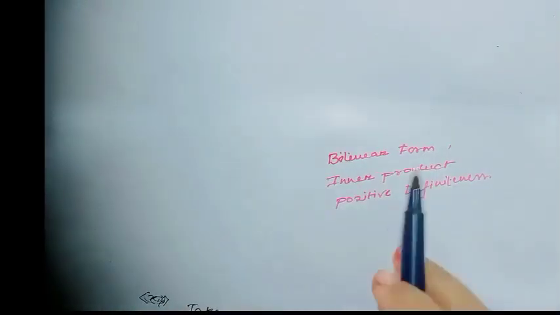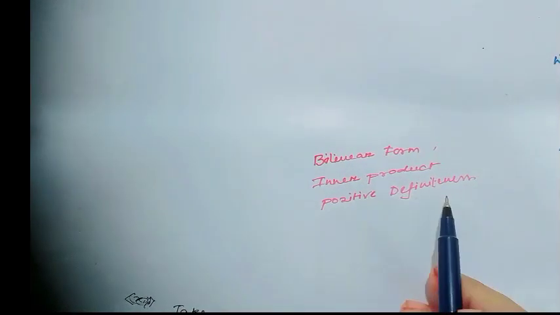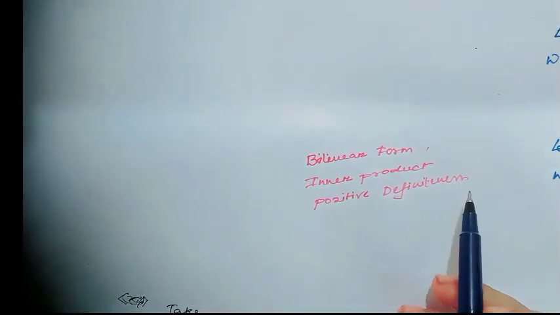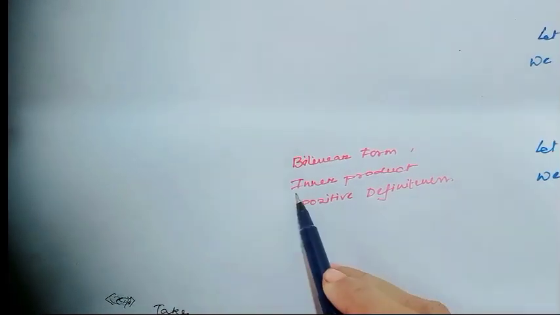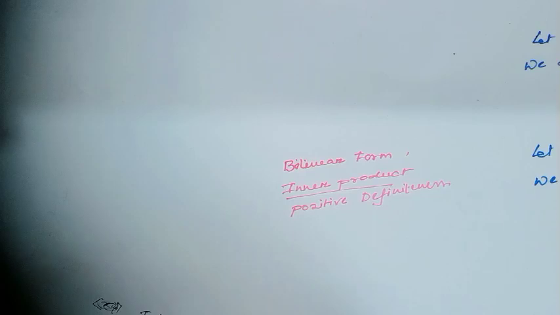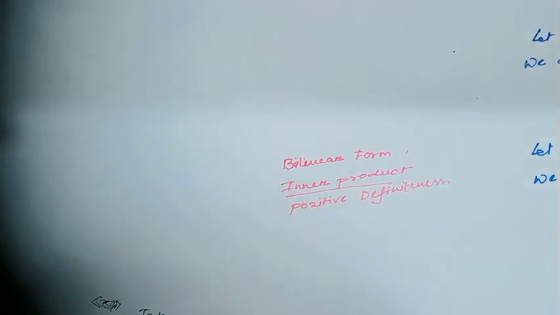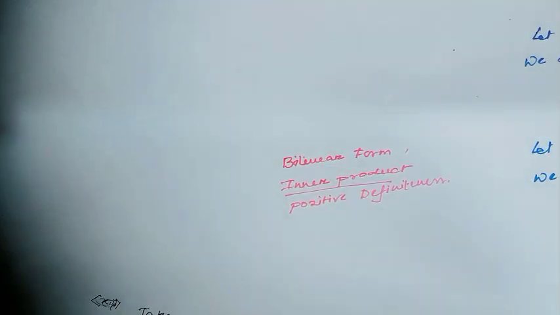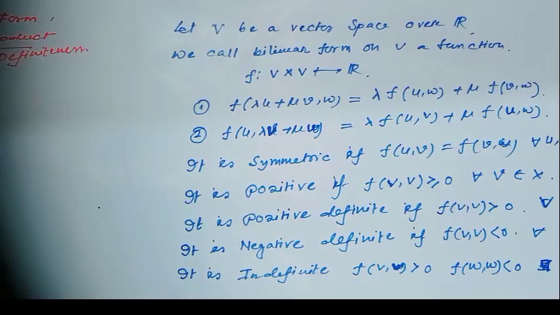In my earlier video, I had seen bilinear forms, inner products and positive definiteness. I had seen that a symmetric positive definite bilinear form is always an inner product. For review, let us see what the bilinear form is, because today's goal of this lecture is a different type of example which has come in different comparative exams based on the bilinear property. So at first, just a review of the bilinear form.